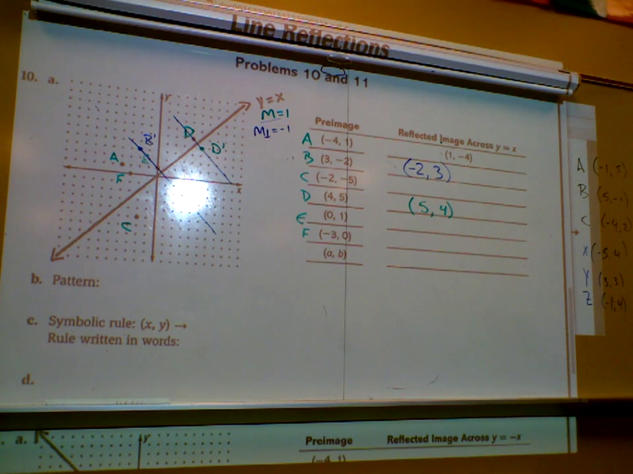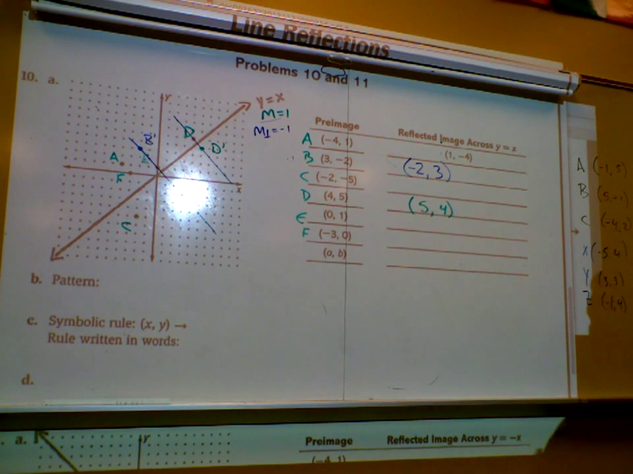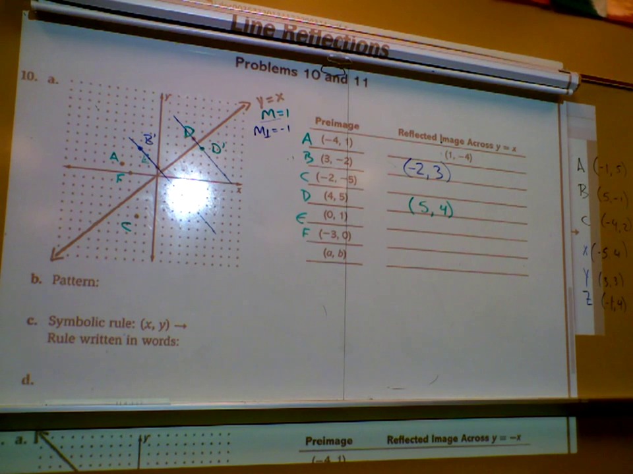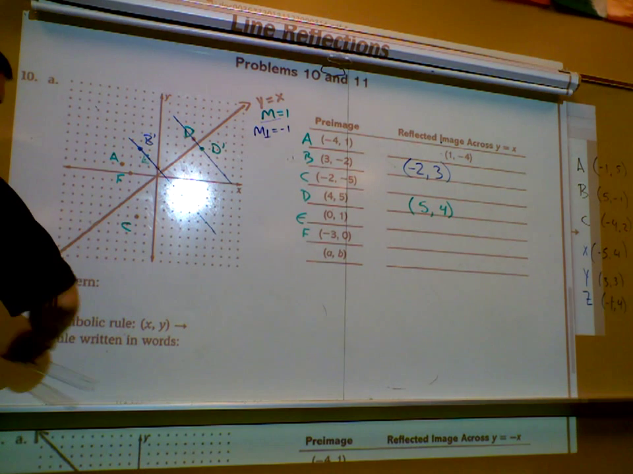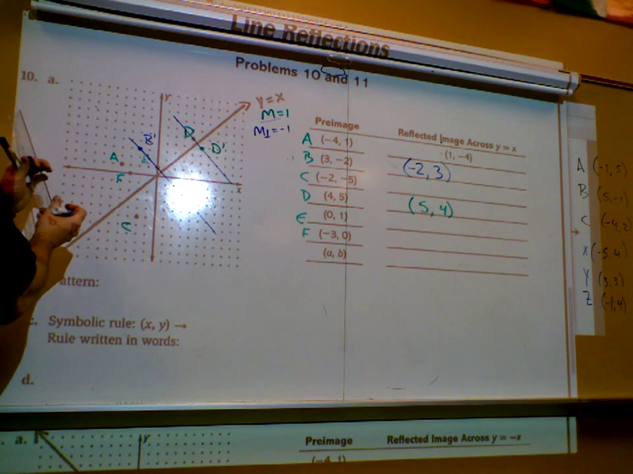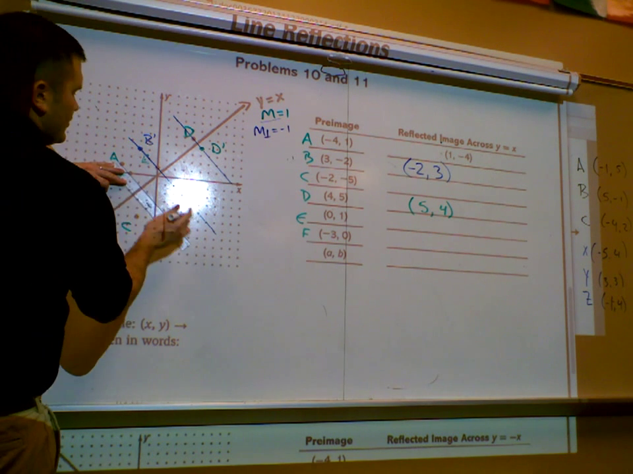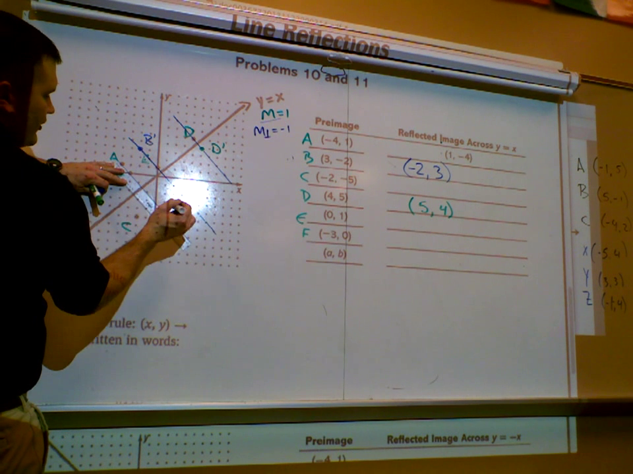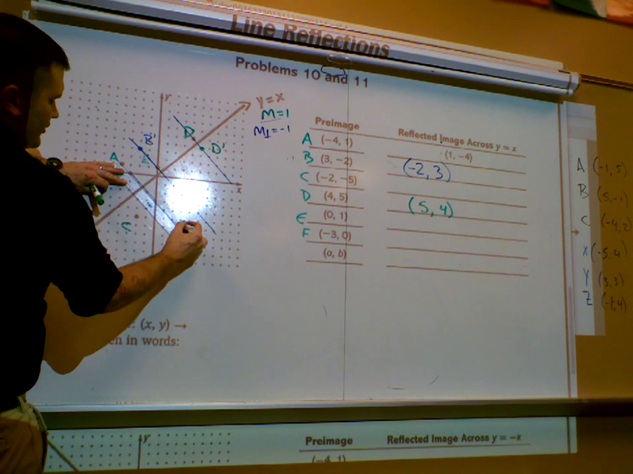No one else? Okay, let's try one more. C, D, E, or F. What do you guys want to do? F. F? Okay, we'll try F. Where'd my ruler go? There it is. Okay. So F. Once again, the line is perpendicular, right? So slope is down 1, right 1, down 1, right 1, down 1, right 1. And here's our line that's perpendicular.